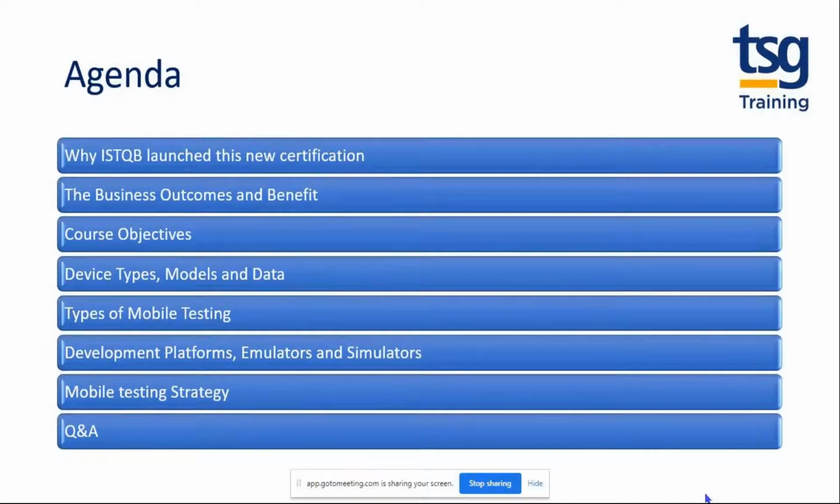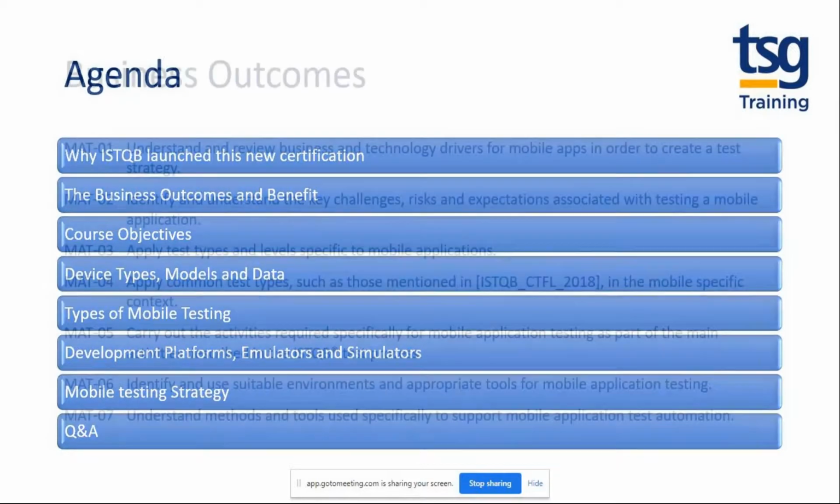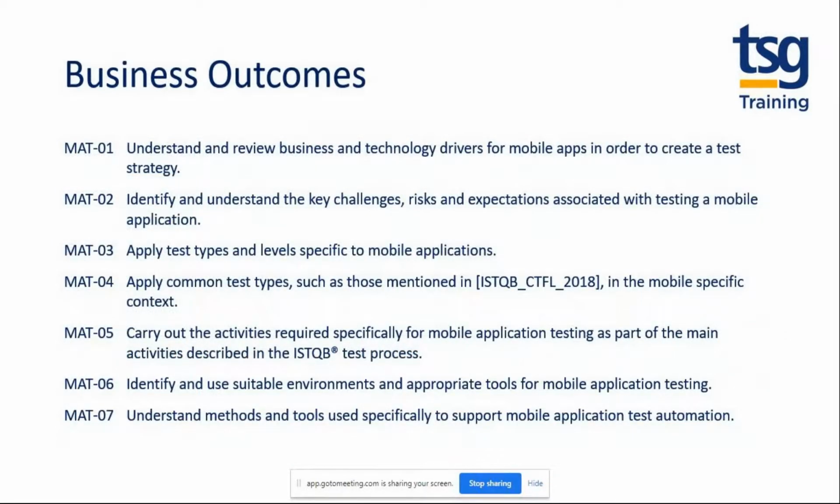So we'll cover the elements we see here. So move on to the next slide. So the business outcomes. When we were building the syllabus, the key thing was, we were looking to try to get some real-world hands-on experience in the classroom. So even though it's only a 2-day course, the business outcomes are geared up towards actually being able to use some tools when you get back to work.